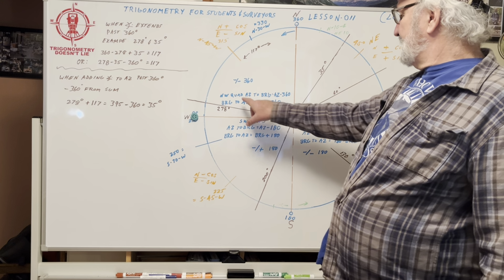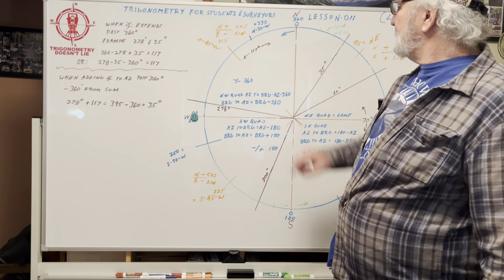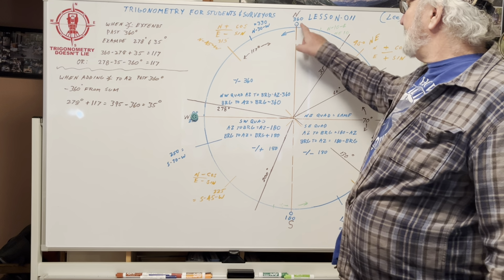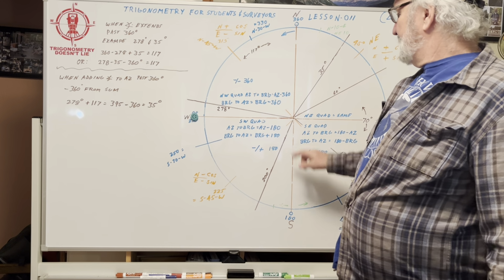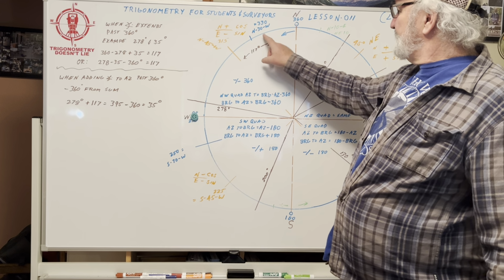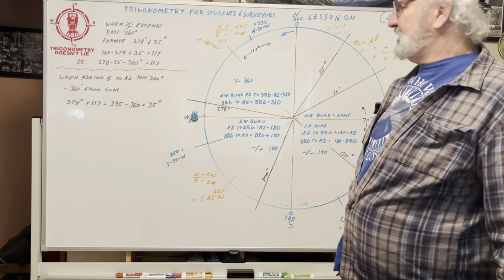So let's work one out. Northwest quadrant, azimuth to bearing. So our azimuth is 330. 330 minus 360 is going to give you 30. North 30 west. And the opposite's true. North 30 west minus 360 is 330 degrees.